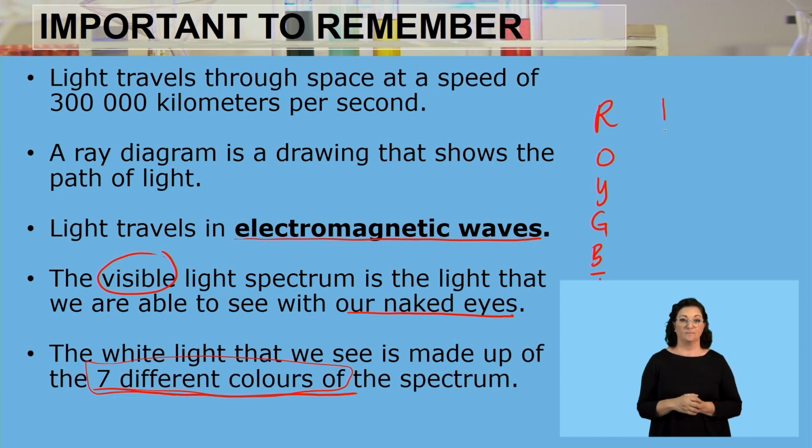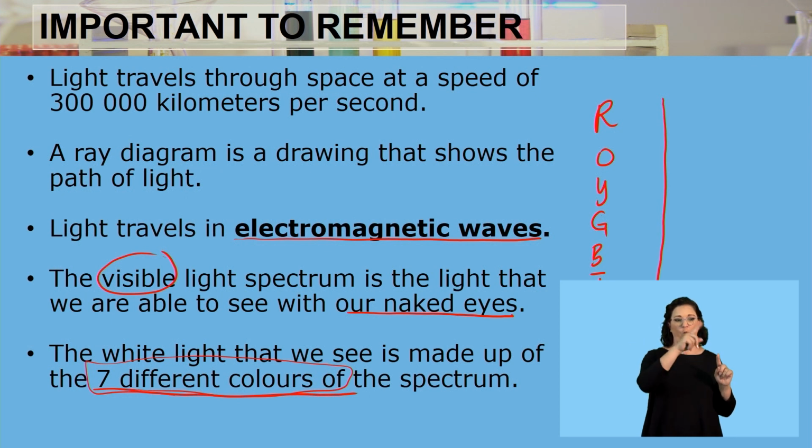And you know that as you're moving from red to violet, there's something happening to the wavelength. The wavelength is decreasing and the frequency is increasing as you move from red to violet.